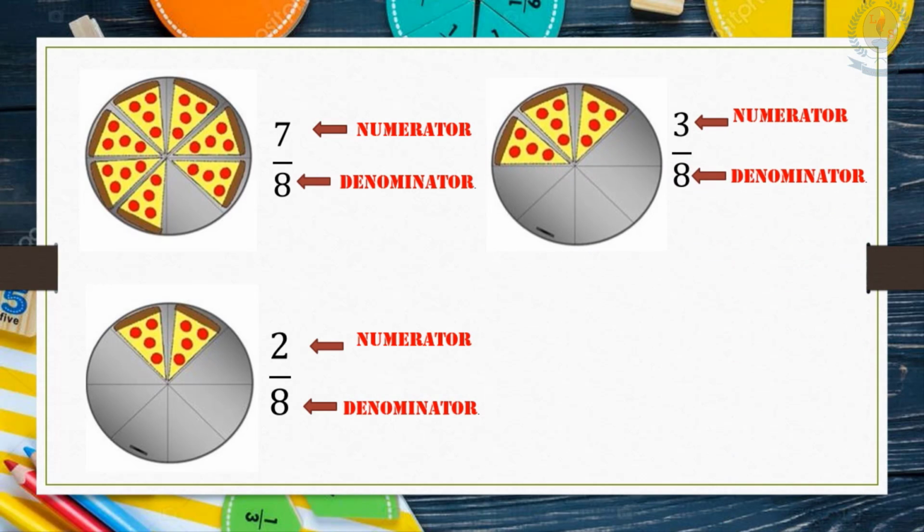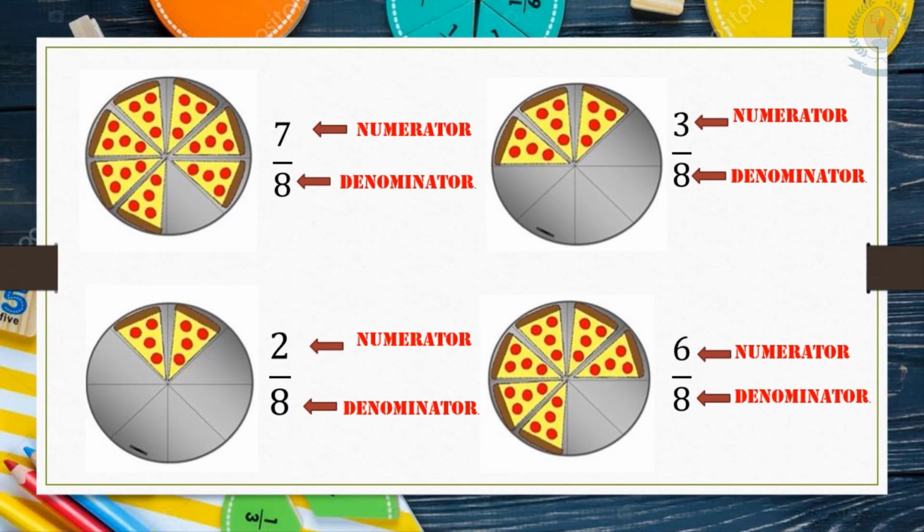Look at the third one, 3 over 8. In this fraction, 3 is the numerator and 8 is the denominator. Fourth one, 6 over 8. Numerator is 6 and denominator is 8.